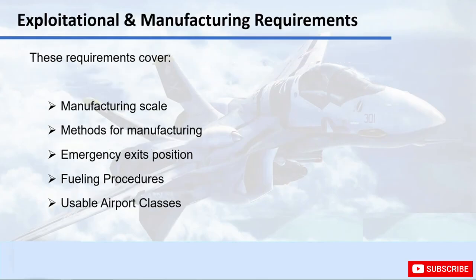And finally, once we figure out what the structure of our aircraft is going to be, we would like to pay special attention to how it's going to be maintained, what the fueling procedures are going to be, and what classes of airports this aircraft can take off and land on. These are very important things that you need to figure out when choosing the parameters for your project.